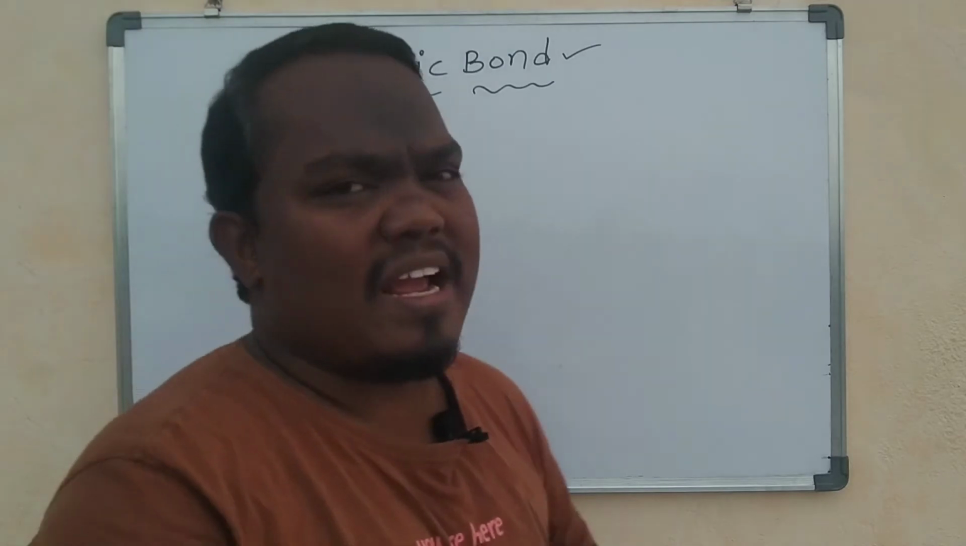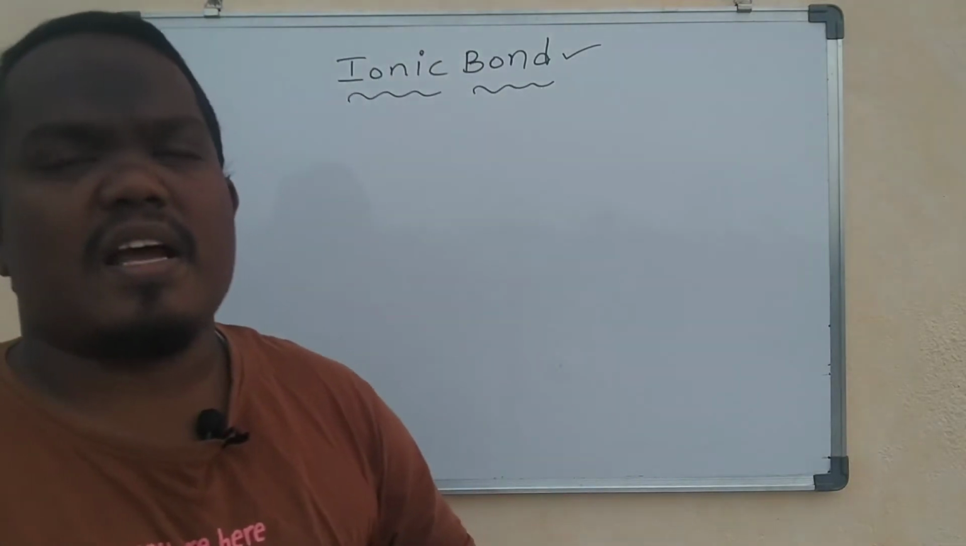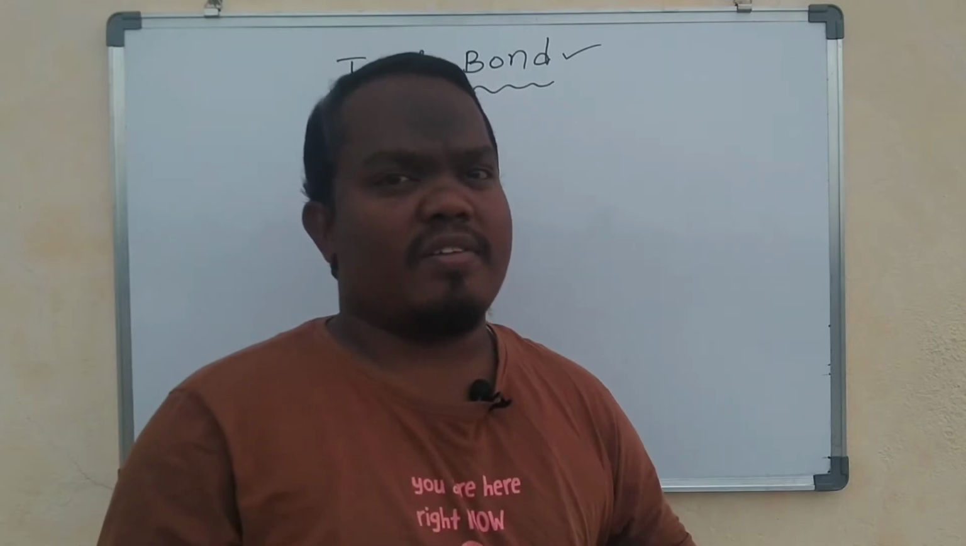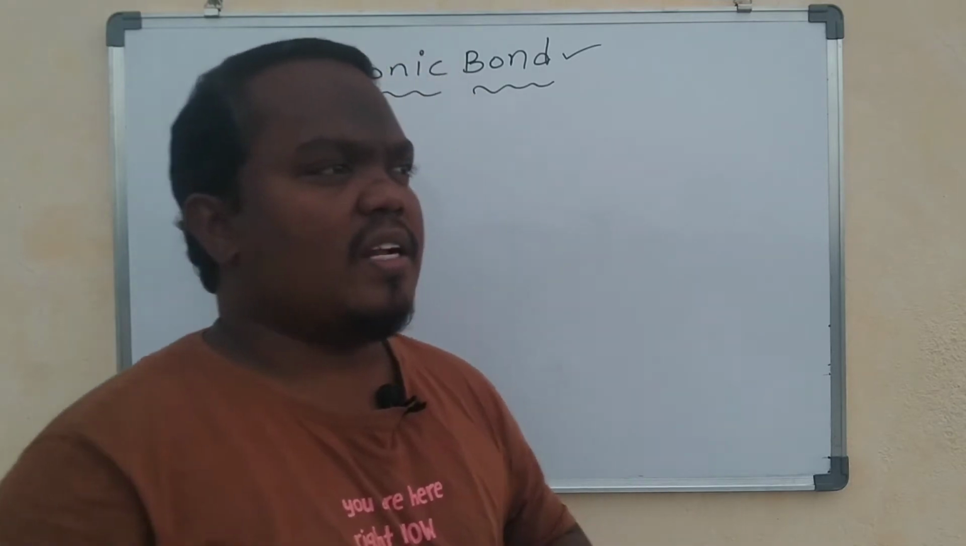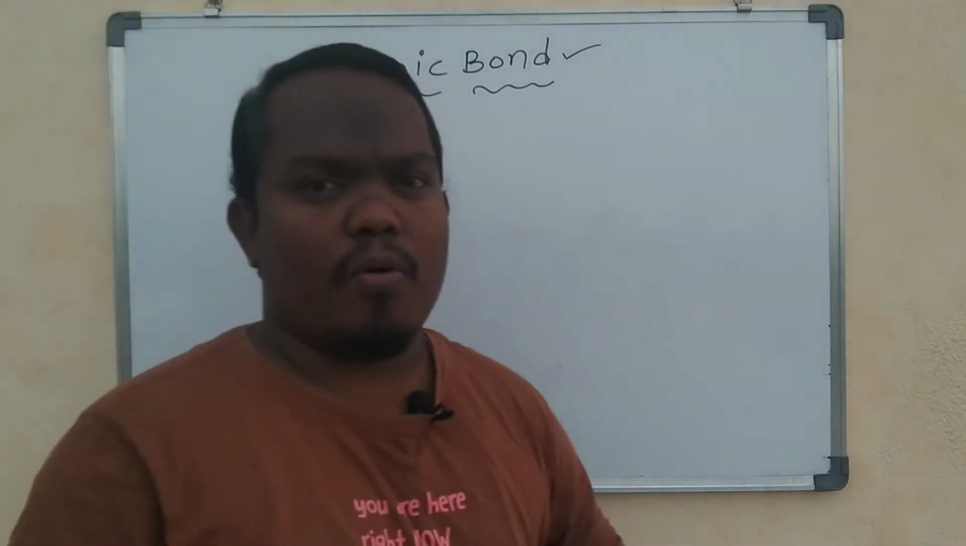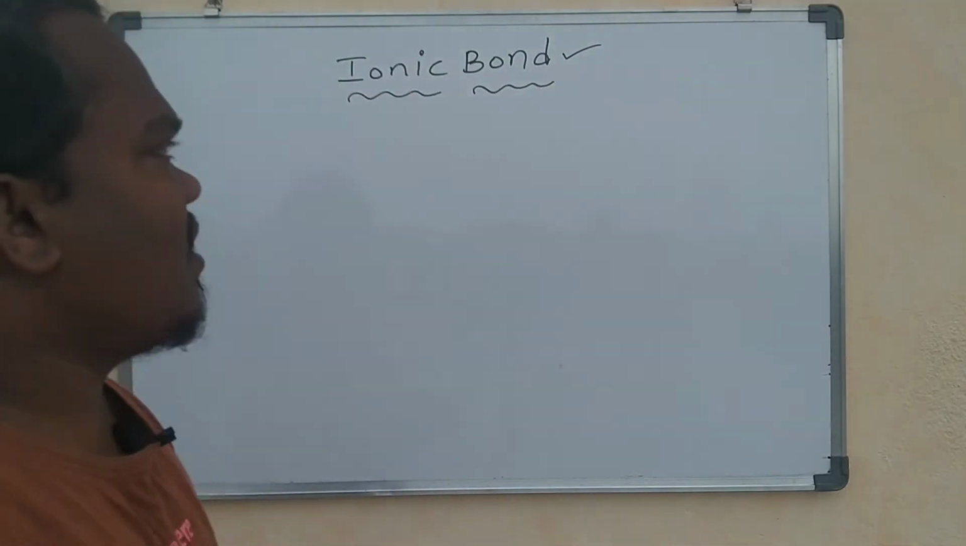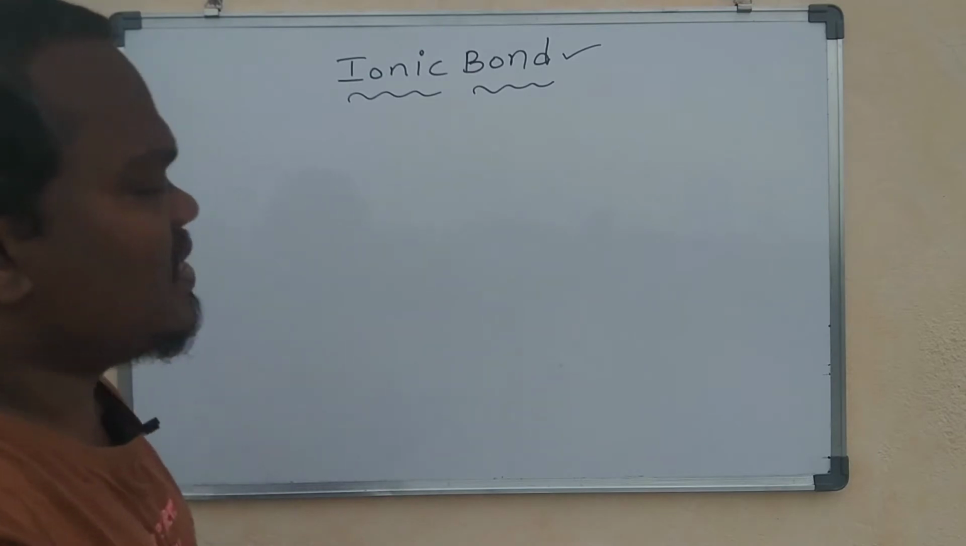So what is meant by an ionic bond? In this bond, ions are involved, that's why we call it an ionic bond. It is also known as the electrovalent bond. Why we call it an electrovalent bond, we are going to see now.